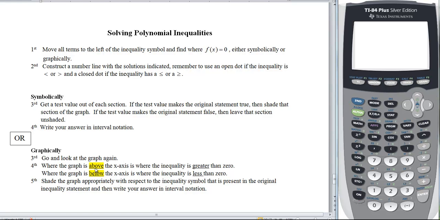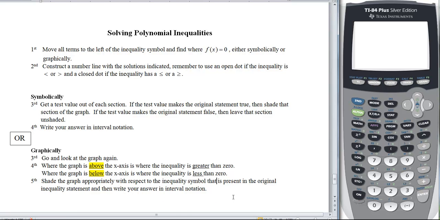Where the graph is above the x-axis is where the inequality is greater than 0. My y values are positive, and I'll indicate a little plus sign in that section to show that. Where the graph is below the x-axis is where the inequality is less than 0 because my y values are negative, and I'm going to put a little negative to indicate that. Shade the graph appropriately with respect to the inequality symbol that's present in the original inequality statement, and then write your answer in interval notation.